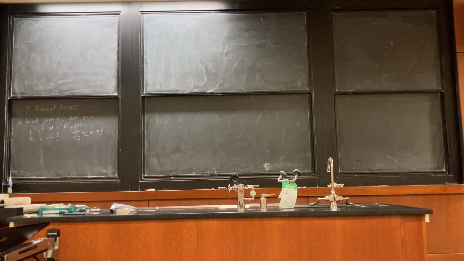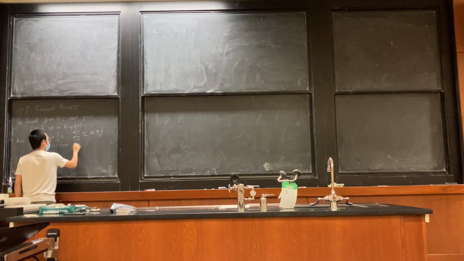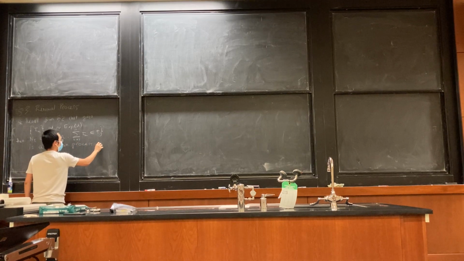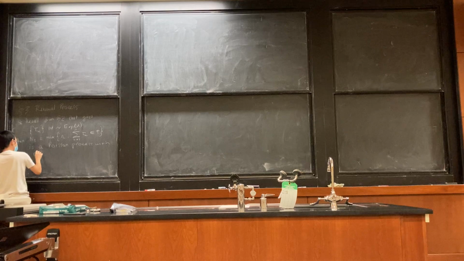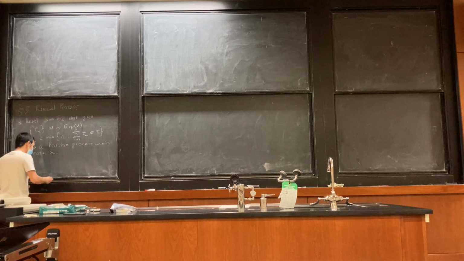The number of guests arriving before time t is a Poisson process with rate lambda, where the tau k are distributed as exponentials, and so N_t is a Poisson process, right?